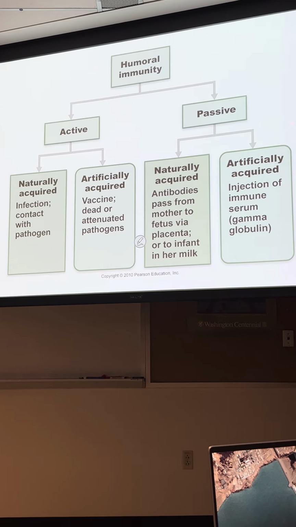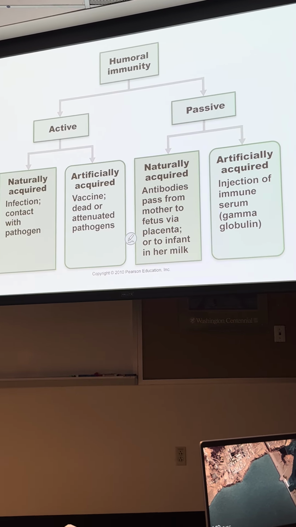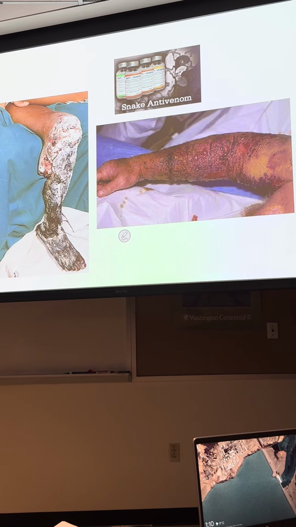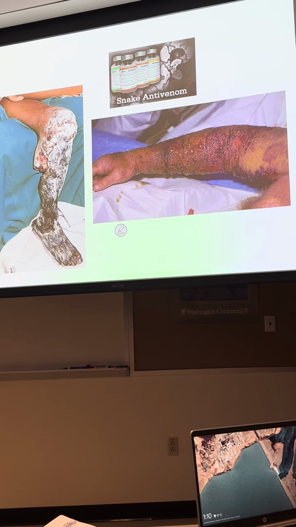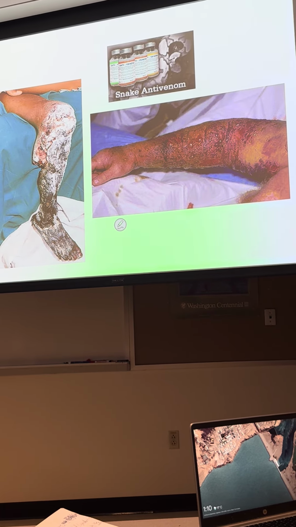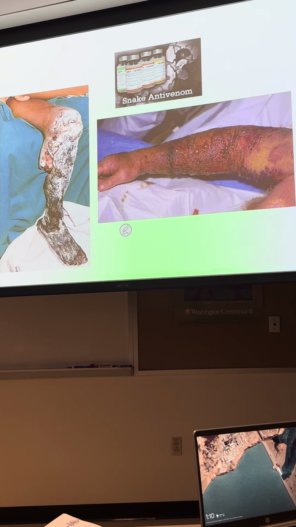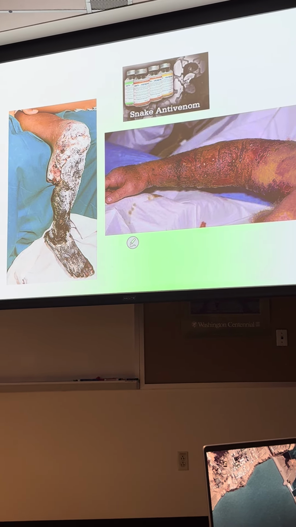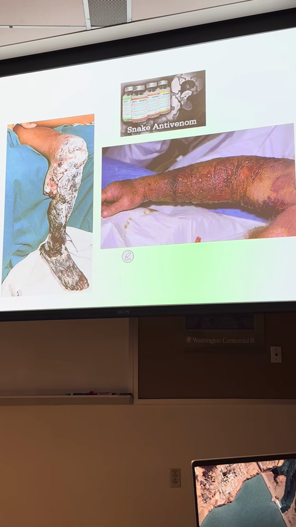Okay? Here we have artificially acquired. Artificially acquired is something like this. If you get a snake bite, don't do it, but if you do, and it's a venomous snake bite, the moment that venom gets into you, it starts to kill the cells.